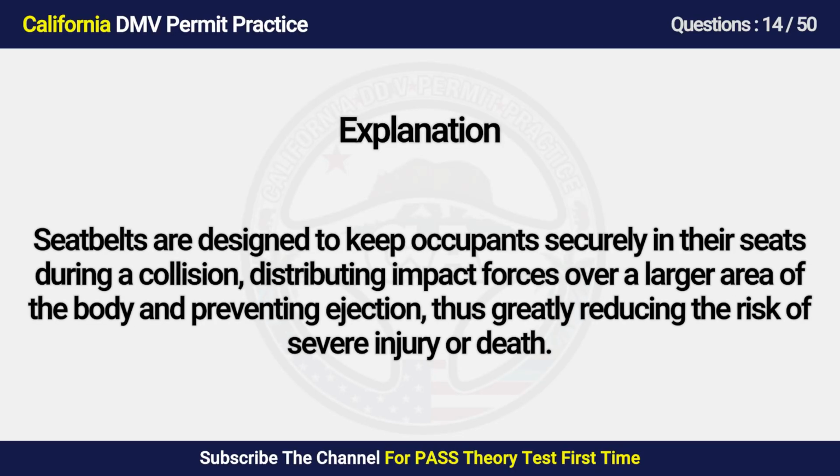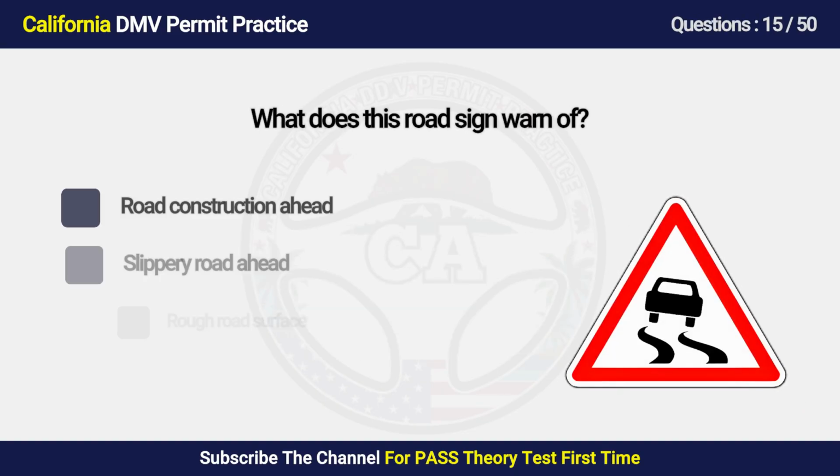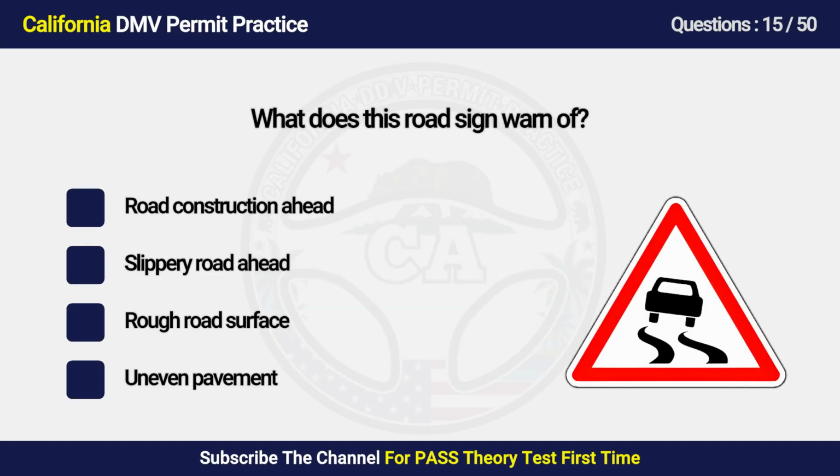They are designed to keep occupants securely in their seats during a collision, distributing impact forces over a larger area of the body and preventing ejection, thus greatly reducing the risk of severe injury or death. Question 15. What does this road sign warn of? A. Road construction ahead. B. Slippery road ahead. C. Rough road surface. D. Uneven pavement.